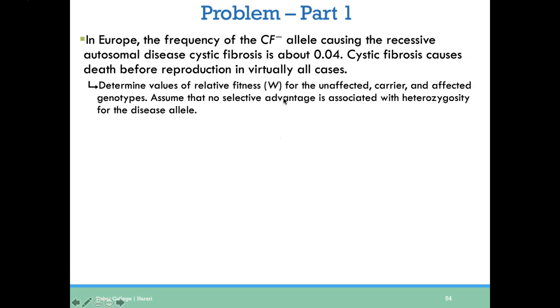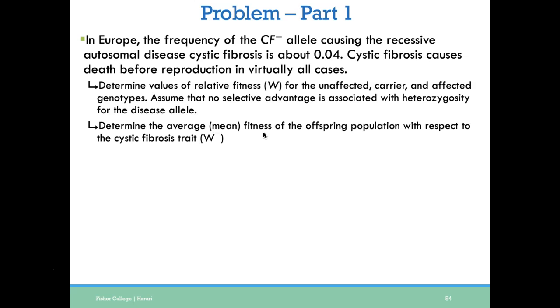So a good relative fitness value, right, for being big A big A or big A little a should be one, because whether you're healthy or a carrier doesn't make a difference. However, if you are little a little a, or you're a homozygous recessive mutant for cystic fibrosis, you die, so you have a relative fitness value of zero.